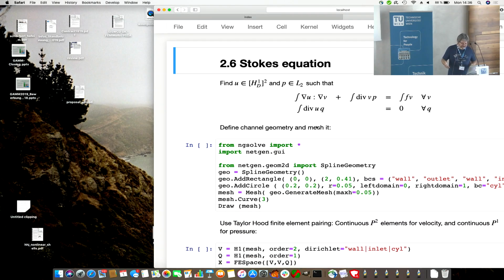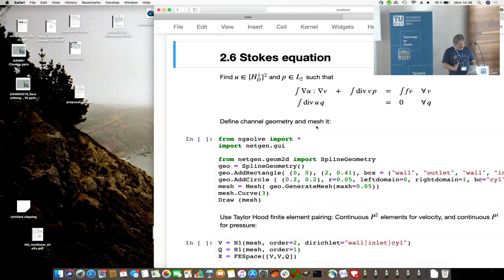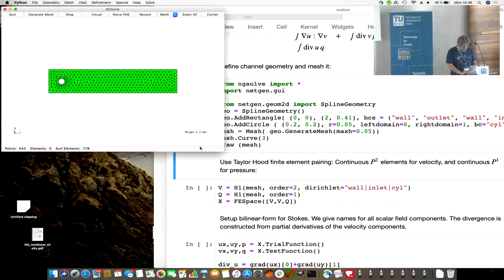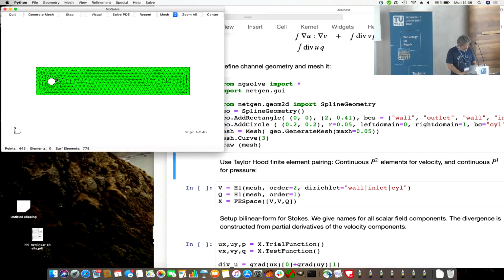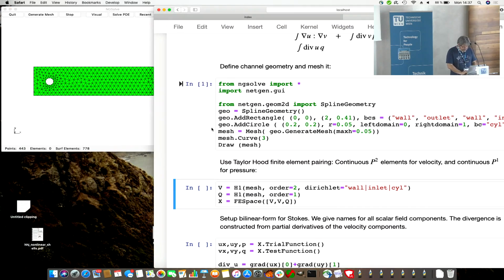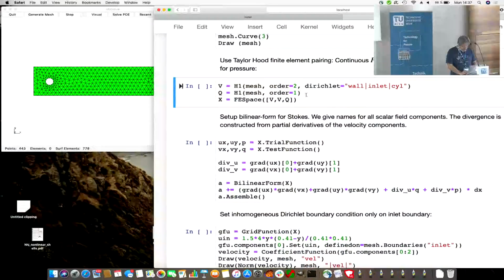Okay, many of you are interested in Stokes, Navier-Stokes. This is now very basic, some standard discretization for the Stokes problem. We have this channel with a cylinder here, which is a circle, there's this obstacle in here. For the first example, we use a simple Taylor-Hood element pairing, second order for the velocity, first order for the pressure, product space.